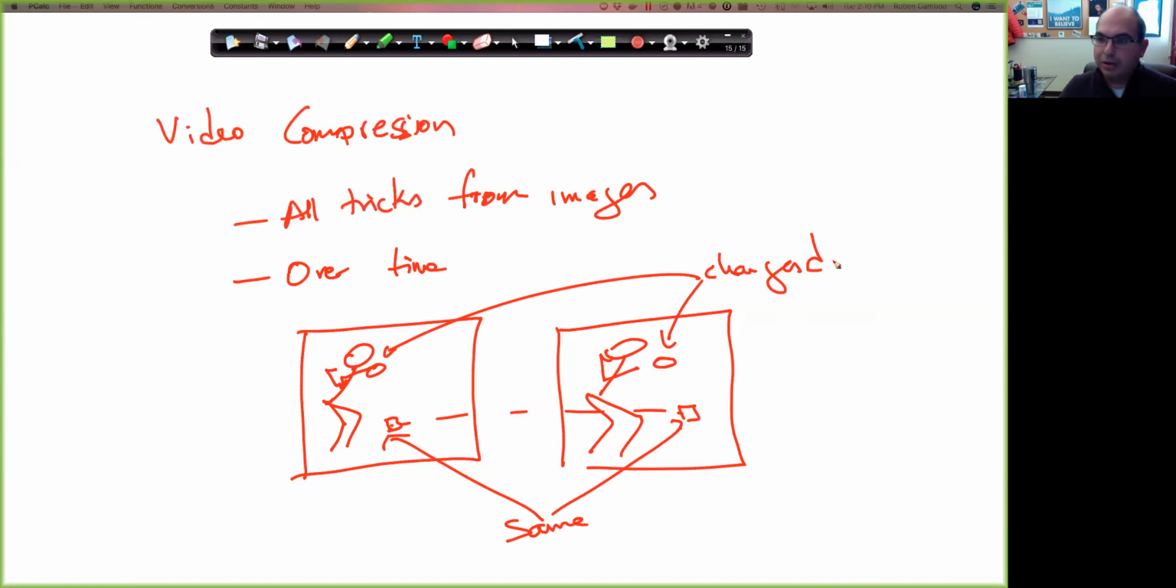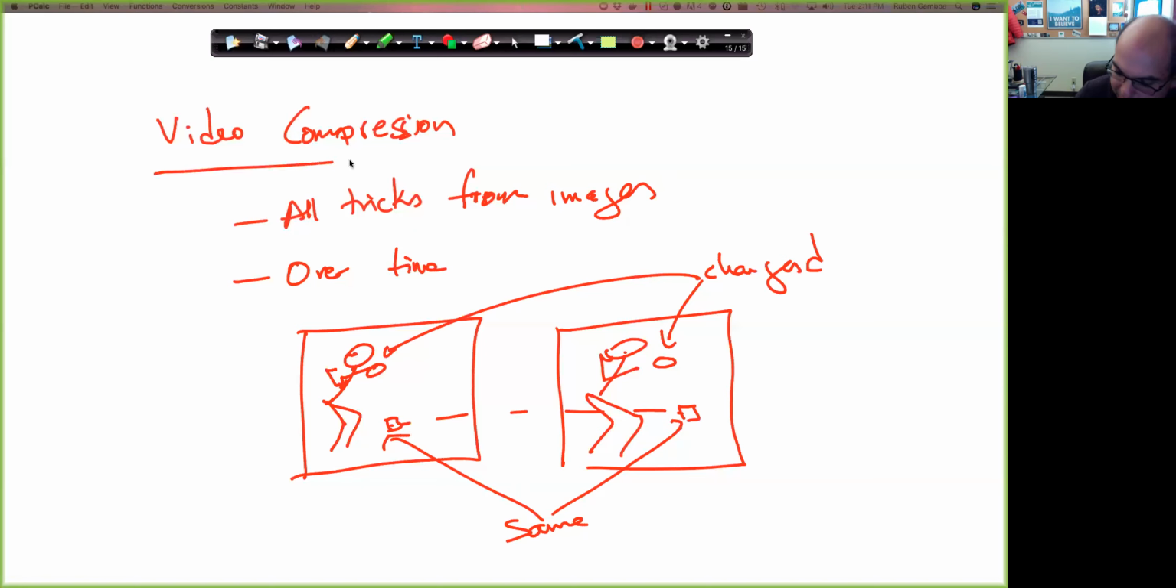So when we're doing that run length encoding, not only can you encode within an image, but you can also encode over time. So you could just say, this is the same as the last one, right? And that significantly reduces the amount of data you need to store.